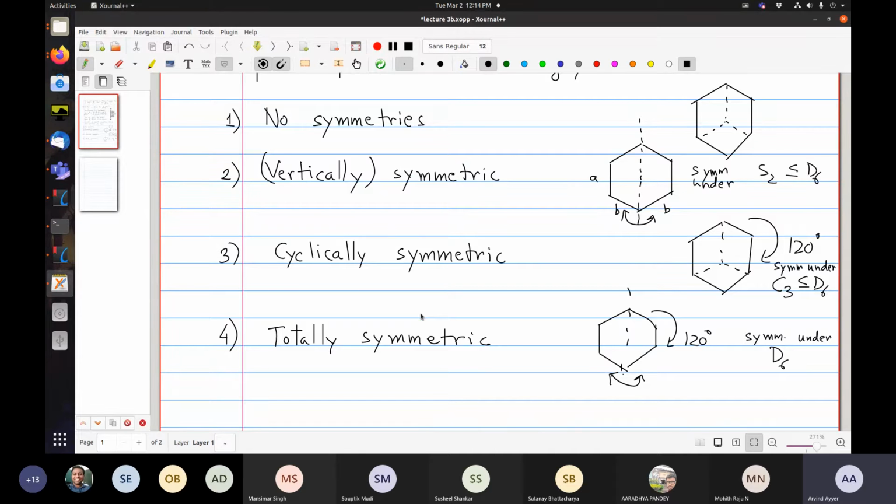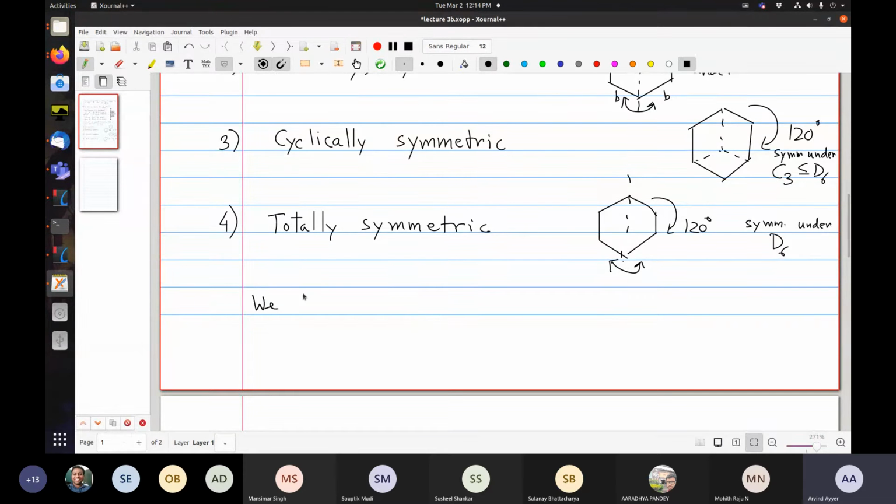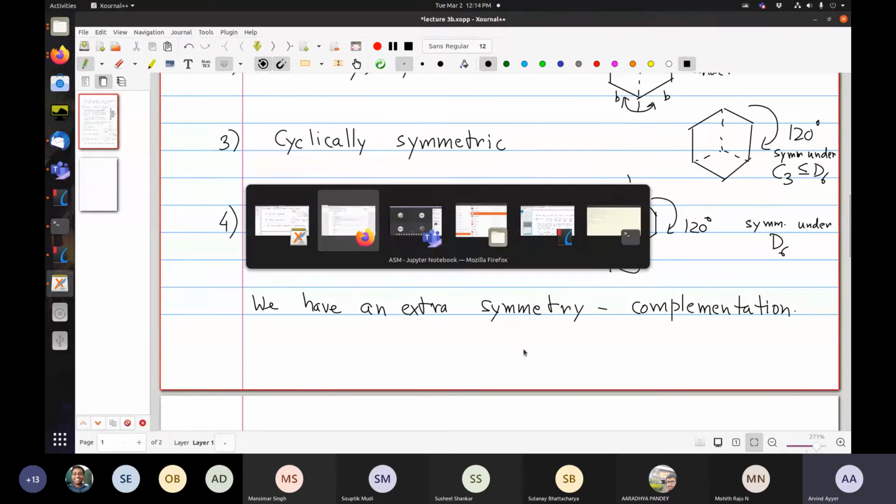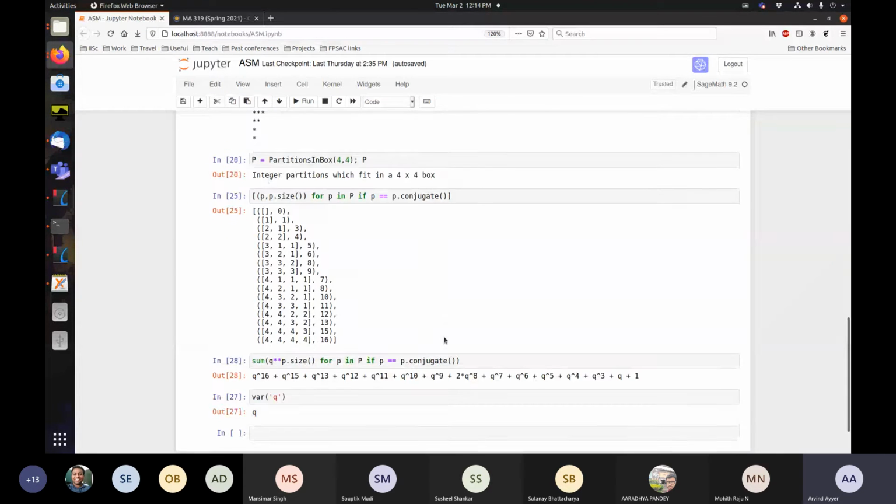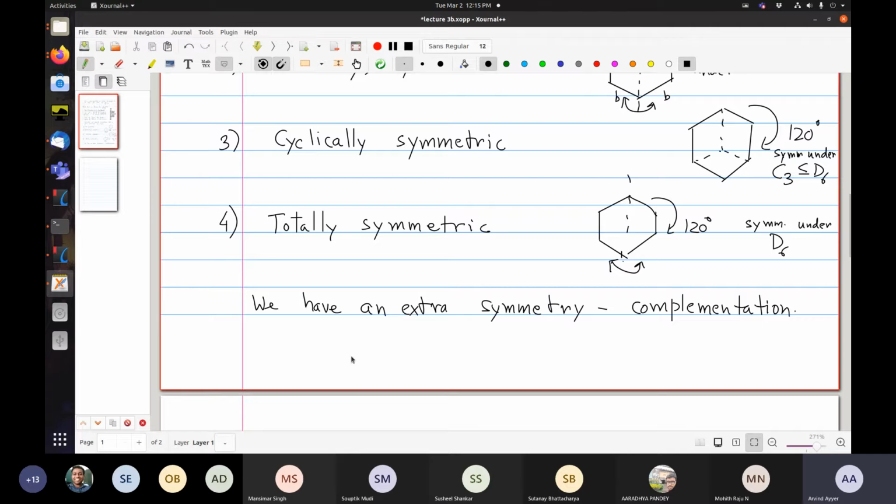But remember, just like in the partition case, we have an extra symmetry which is not captured geometrically so far, which is complementation. Sorry, I'm switching back and forth. What I was trying to say when I was talking about partitions is that complementation is not inbuilt for the set of partitions inside a box. So I could not say P equals P dot complement, because that function is simply not there. This is one of the drawbacks of Sage, that not everything is already inbuilt. Whatever you need, you have to build. That's both a drawback and a virtue.